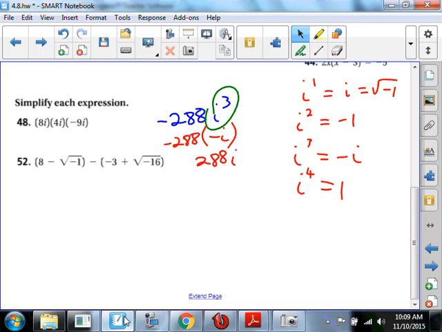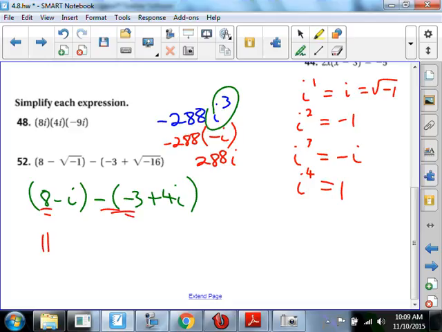And finally, the last one, 52. You just do a little bit of housekeeping, and then it's like what we saw at the beginning, 8 minus i minus negative 3 plus 4i. So our like terms, 8 minus 3 is going to be 11. Why 11? Aren't we foiling? No, we're not foiling. We're subtracting. We just combine like terms. And then I have minus i minus 4i. That's going to be minus 5i, and that's it. 11 minus 5i on that one.